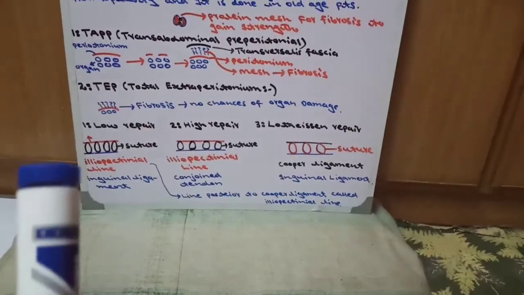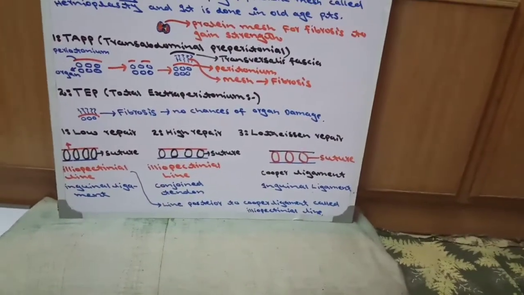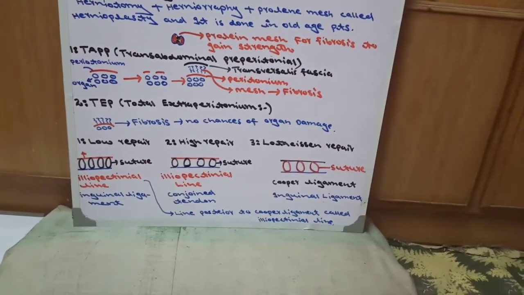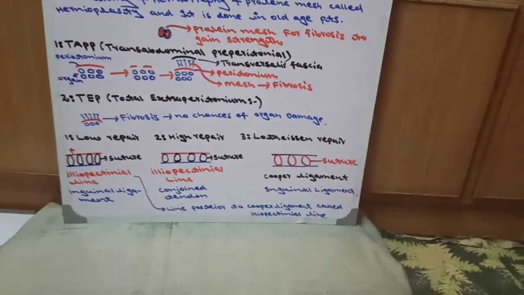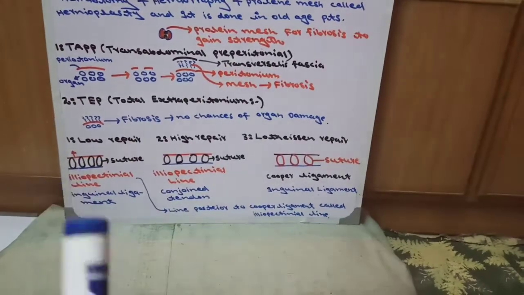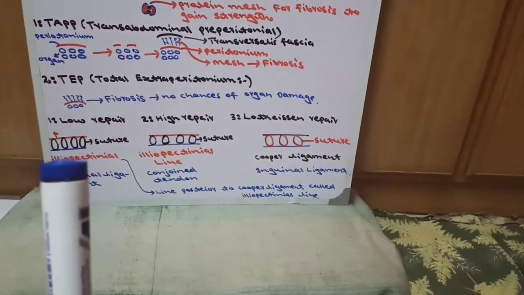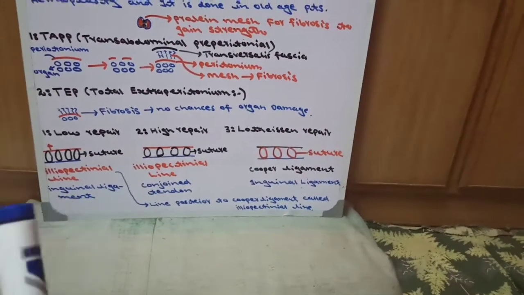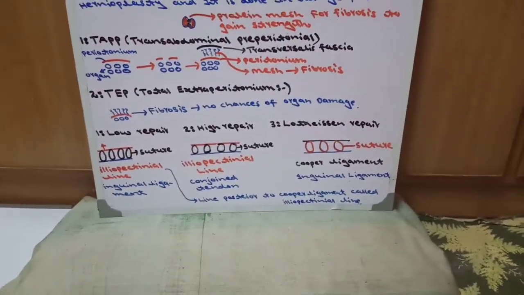Now, in low repair, this red line shows the iliopectineal line. In the third video of the hernia series, we already studied the surgical anatomy of hernia. There we studied the iliopectineal line, inguinal ligament, Cooper ligament, conjoint tendon. Now here we simply study the exact procedure. In low repair, this red line shows the iliopectineal line and this blue line shows the inguinal ligament. What is the iliopectineal line? The line posterior to Cooper ligament is called the iliopectineal line.